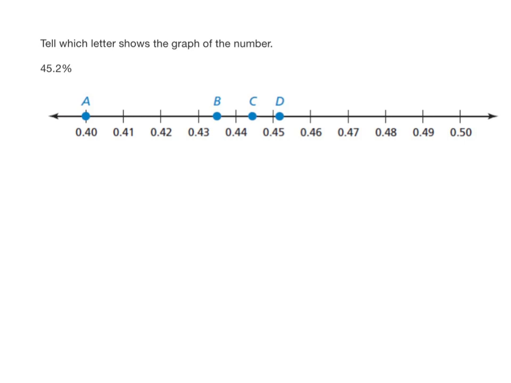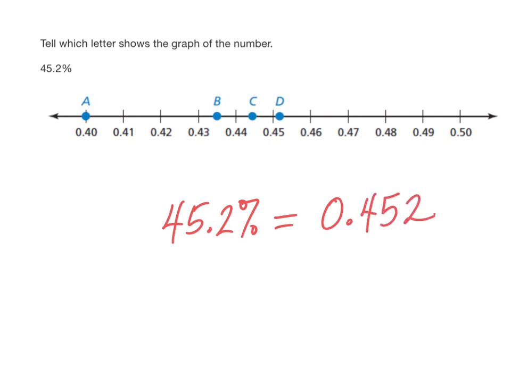All right, tell which letter shows the graph of the numbers. So we have the number 45 and 2/10%. My number line has decimal numbers, so I'm going to change this into a decimal by dividing by 100, or really I'm just moving that decimal point when I divide by 100. So I have 452 thousandths, so D would be that.